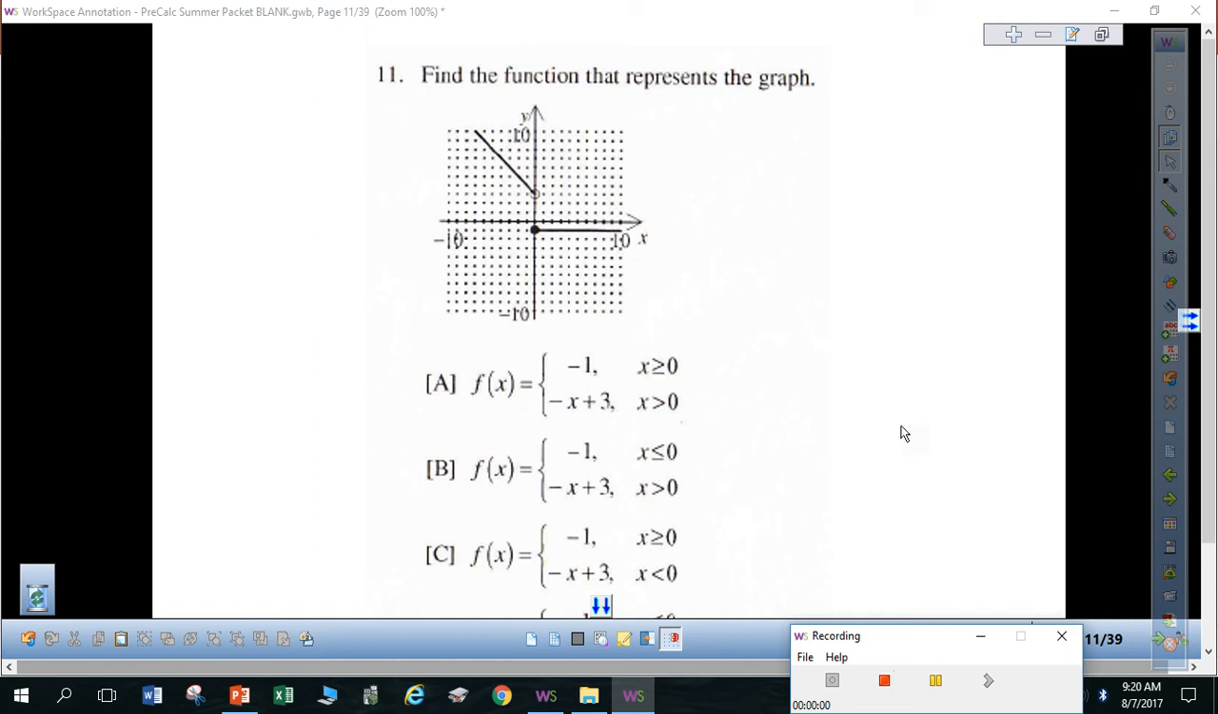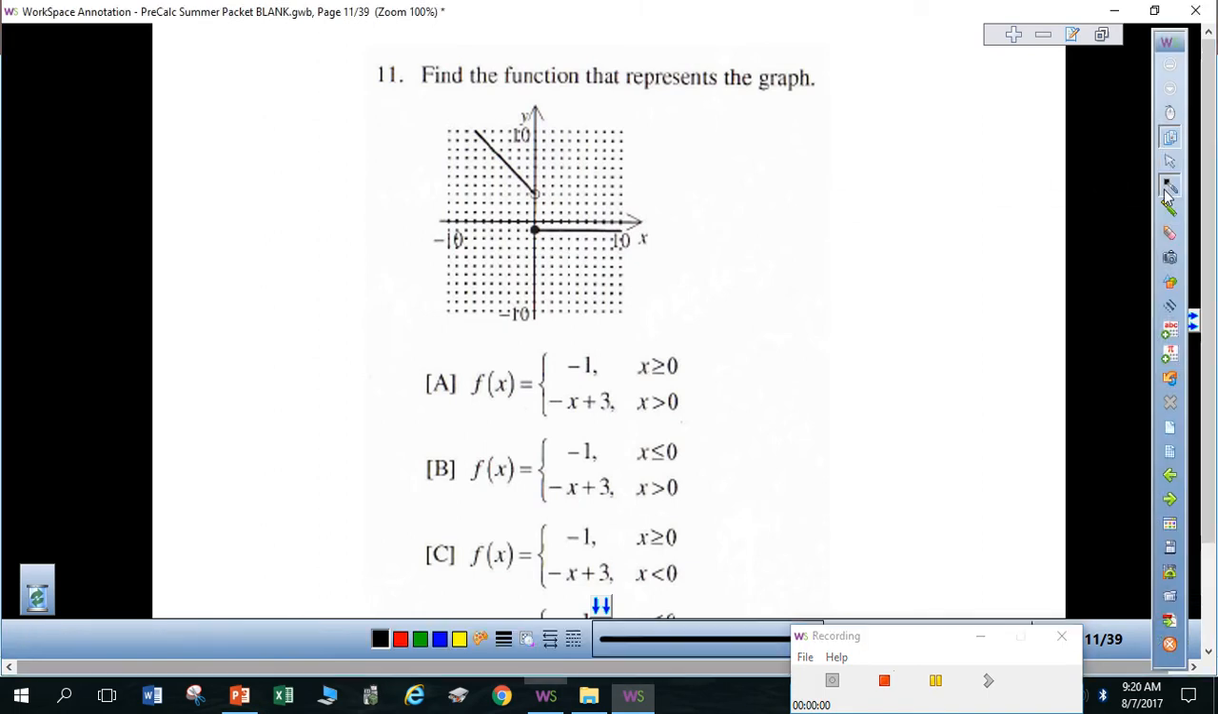Find the function that represents the graph. So what we can notice here, our graph is split into two parts or two pieces. This is actually the graph of a piecewise function. And so we need to figure out what's happening at each part on both sides.